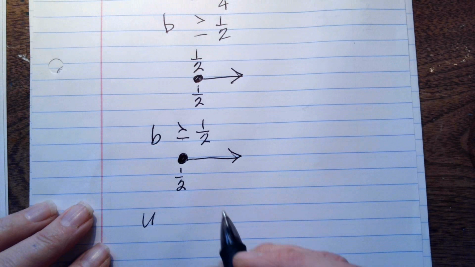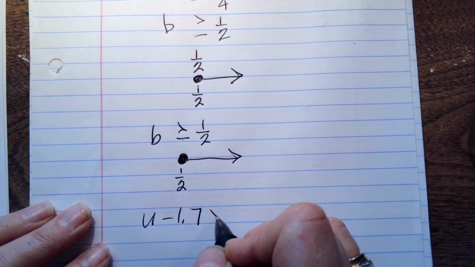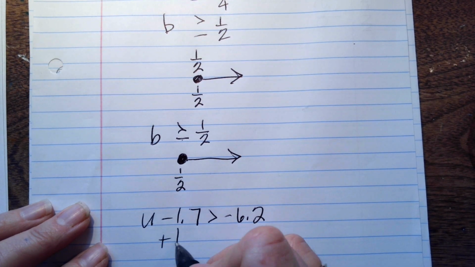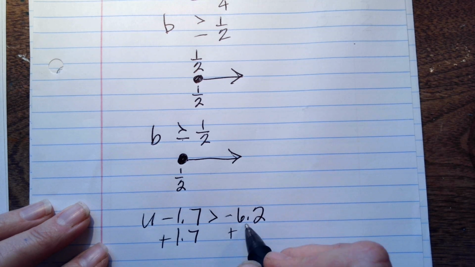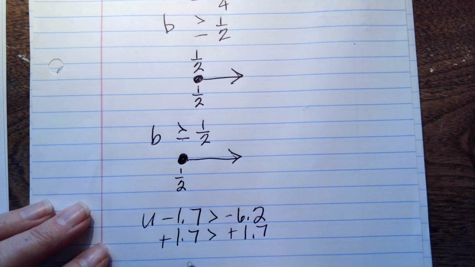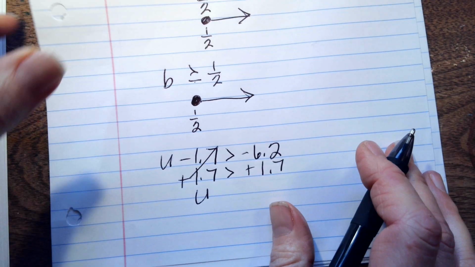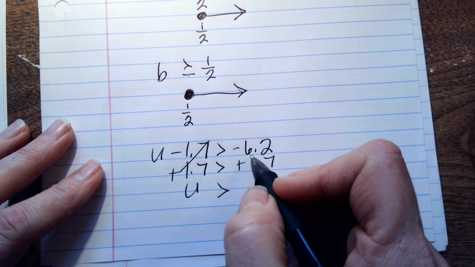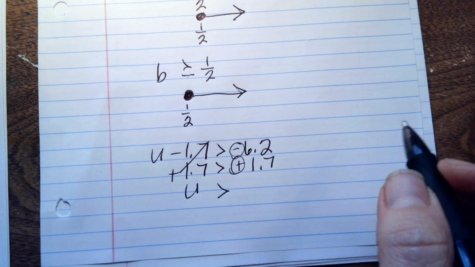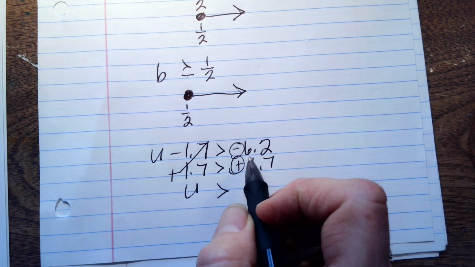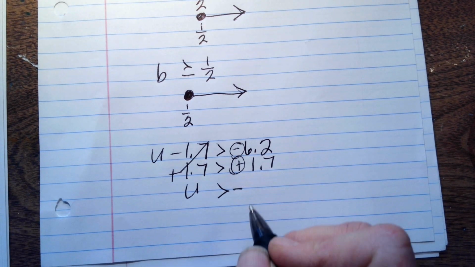U minus 1.7 is more than negative 6.2. They're subtracting 1.7, so I add 1.7. This clears out on this side. What's left is a U. And then I have a negative and I have a positive. The biggest integer or biggest decimal wins the sign, so my answer is going to be negative.